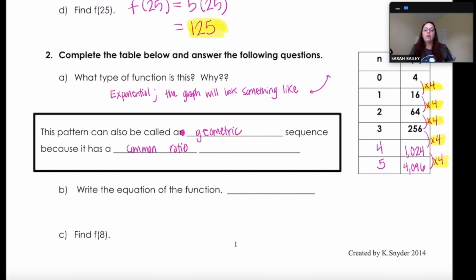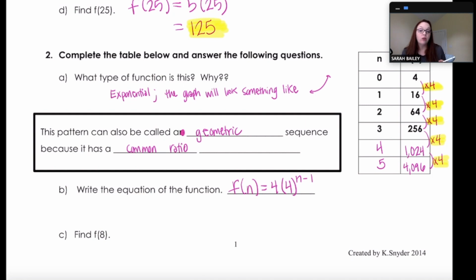Now this one, we've got to write the equation of the function. So we're not going to start off with y equals. We're going to start off with f of n equals. And when you're talking about those exponentials, it's going to start off with your initial value, which is 4, or your y-intercept, which in this case is 4, times your common ratio. What are we multiplying by as we go further down? 4, right? 4 times 4 to the n minus 1 power. And so we can test that out and see if that works.